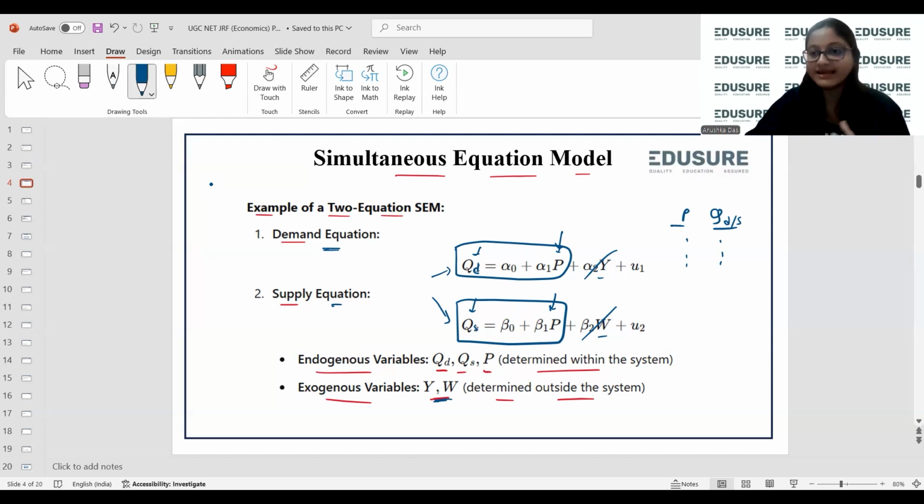And it arises due to that bidirectional causality that I have told you, that you don't know whether X is causing Y or Y is causing X. So this bidirectional causality makes things a little messed up. You cannot properly identify which equation you are talking about. Is this the demand equation or is this the supply equation? Which one is which equation? You don't know anything.